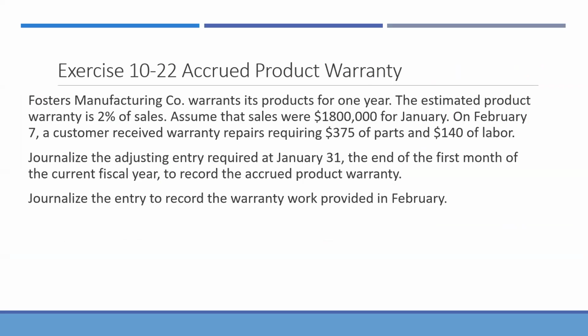For accrued product warranties, the company has a 1-year warranty, and they estimate that it's going to be 2% of sales. And so sales were 1,800 for January. February 7th, a customer had repairs of 375 parts, $140 labor. Record the January 31st entry and the February entry.